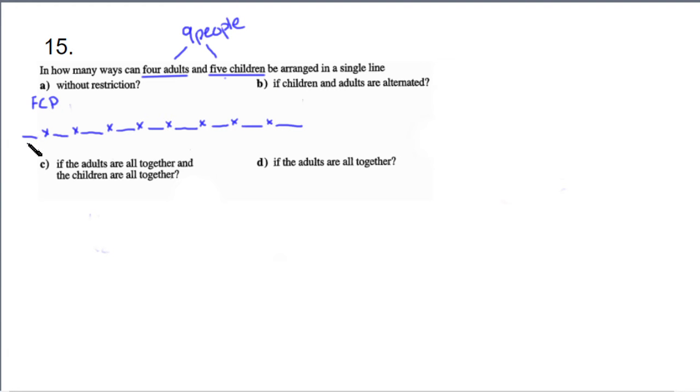And that means for that first position here, we have 9 people to choose from. For the second one, we have 8 people to choose from. 7, 6, 5, 4, 3, 2, 1. All right. Now this here is the same thing as 9 factorial. 9 factorial is 362,880 different arrangements. So that is without restrictions.